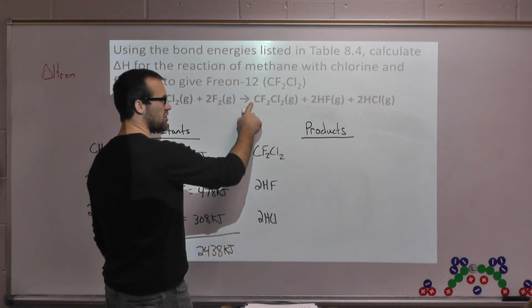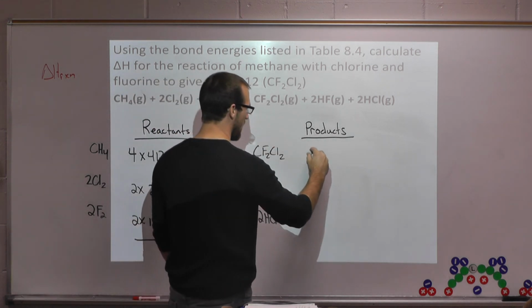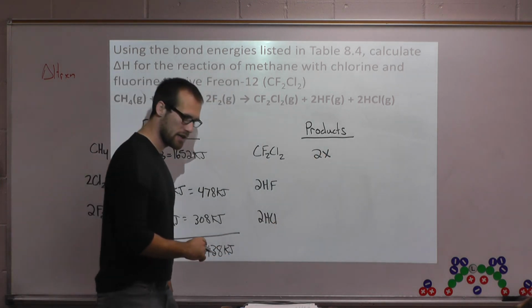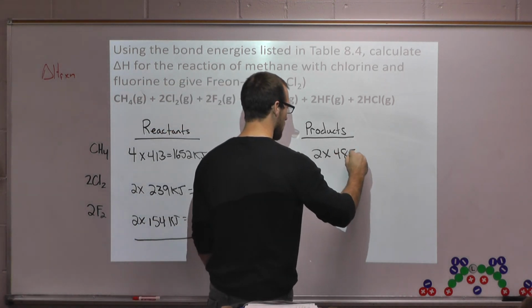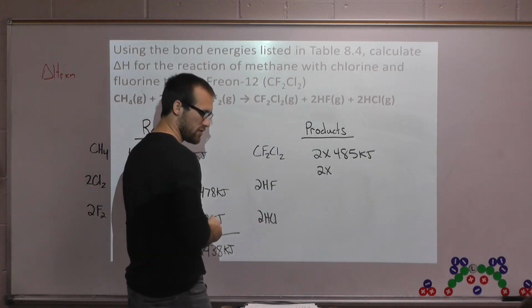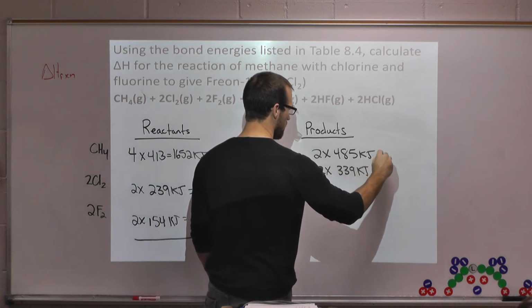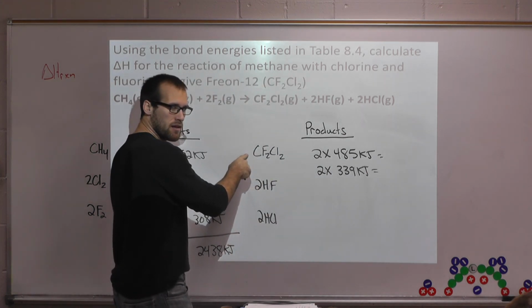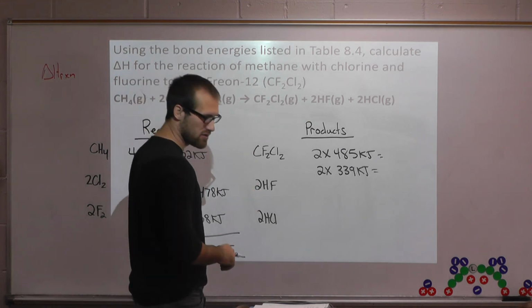Now, if I had a 2 here, or a 3 here, or a 4 here, we'd have to think a little bit more, right? So I have 2 of my carbon-fluorine bonds, which are what? 485. And I have 2 of my carbon-chlorine bonds, which is 339. If there was a coefficient of 2 here, what would it really be? 4 and 4, and if it were 3, it would be 6 and 6, and so forth.